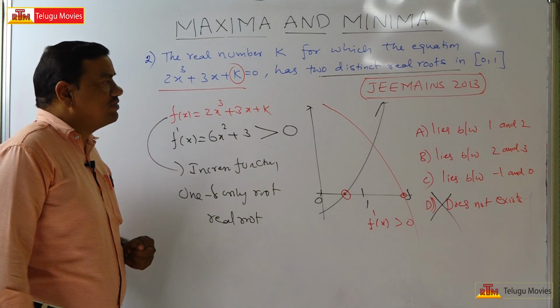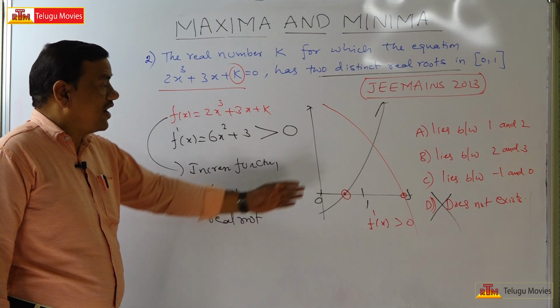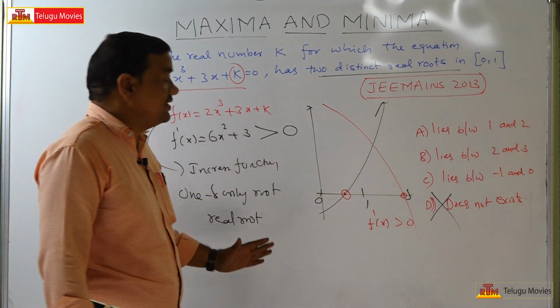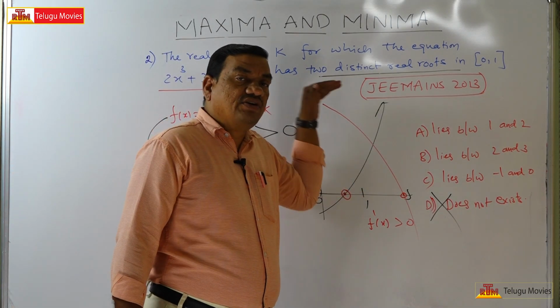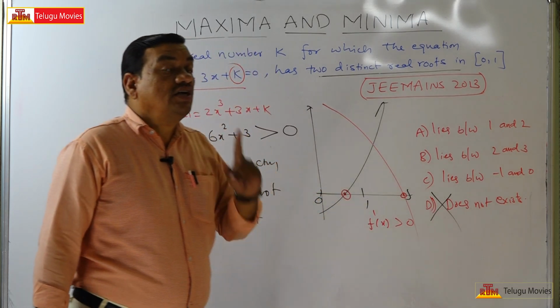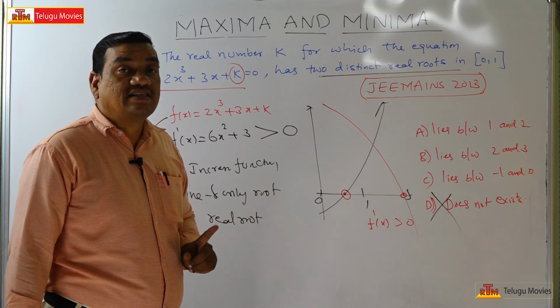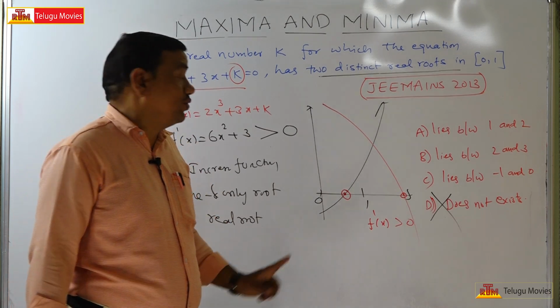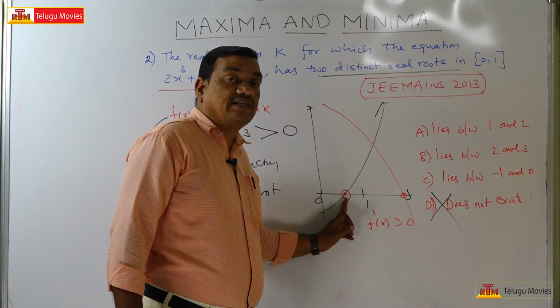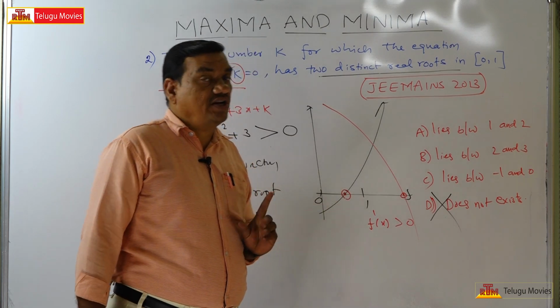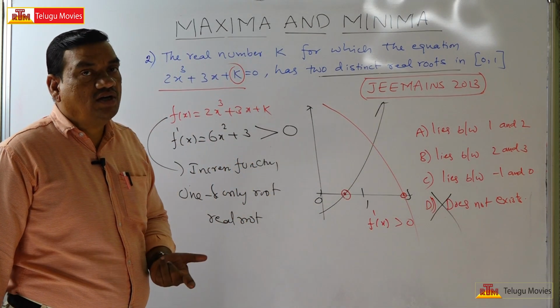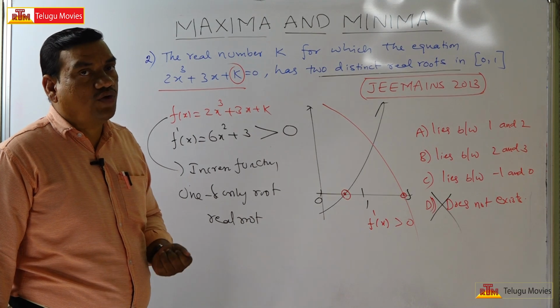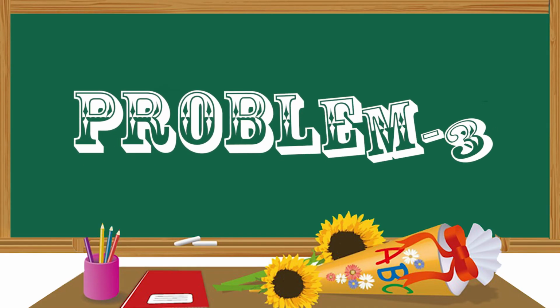So this problem was asked in 2013. If you have this basic knowledge, what is the basic knowledge? Every increasing function or every decreasing function intersects the x-axis at one and only one point. It has only one real root, wherever it intersects, that is your real root. Okay? I hope that you understand this solution. Let us go for the next problem.